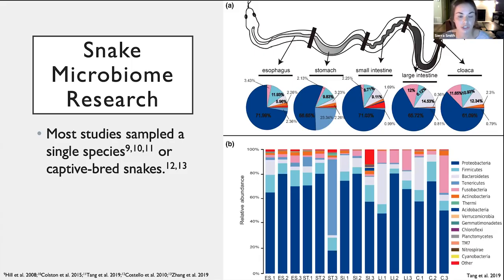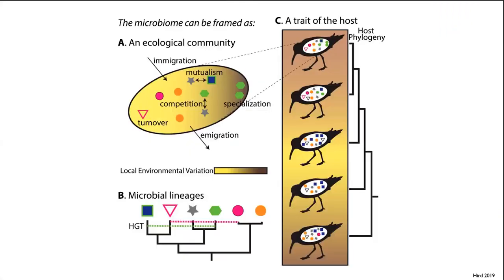And the snake microbiome research really is pretty much the same. So it has focused on identifying the microbial diversity along the GI tract, such as this study here, but is limited because most snake microbiome studies have been only done on one species or of captive bred individuals only. And that really limits our ability to determine the host-associated and environmental factors that may be driving microbiome assemblage among these particular host organisms.